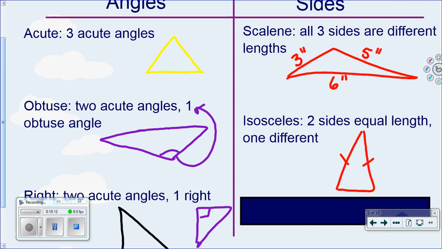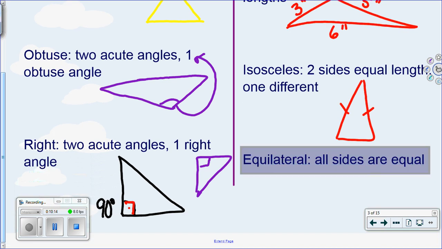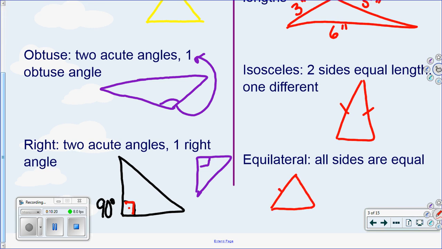And then the last one is equilateral. Equilateral triangles are special because every single side is the exact same. And with that said, every side is the same, and guess what's special about the angles? On an equilateral triangle, usually they're all equal. So what do they have to be? If they're all equal, there's only one number they can all be. Thank you, Jaden. They all have to be 60, because 60, 60, 60 is 180.